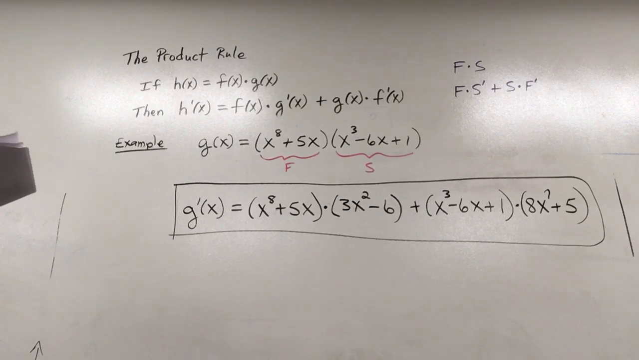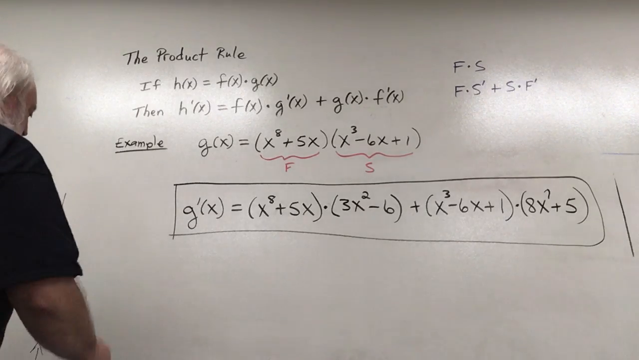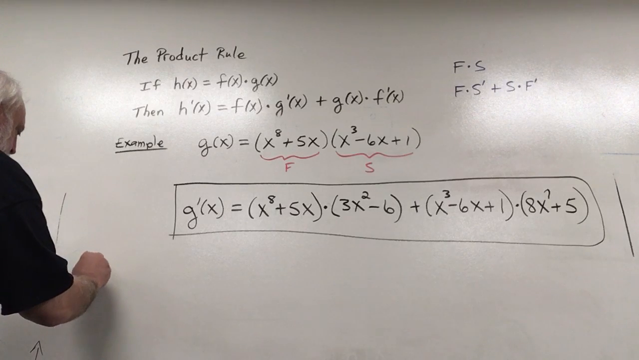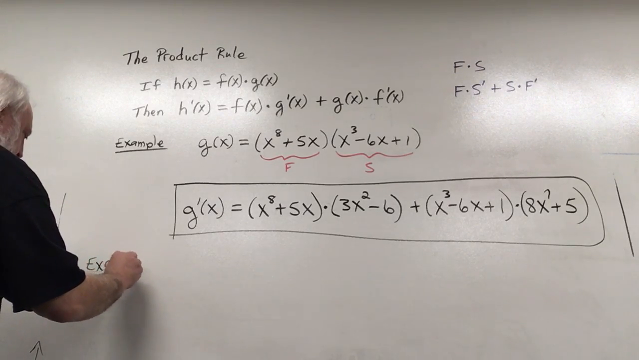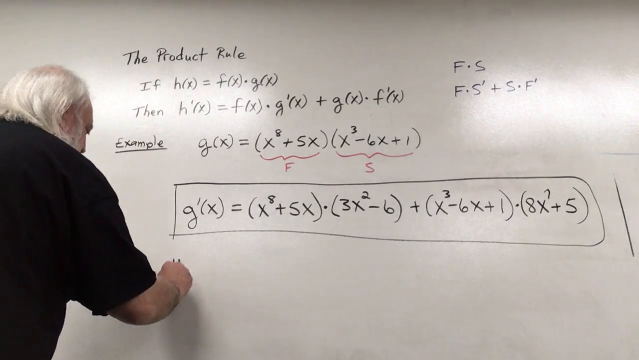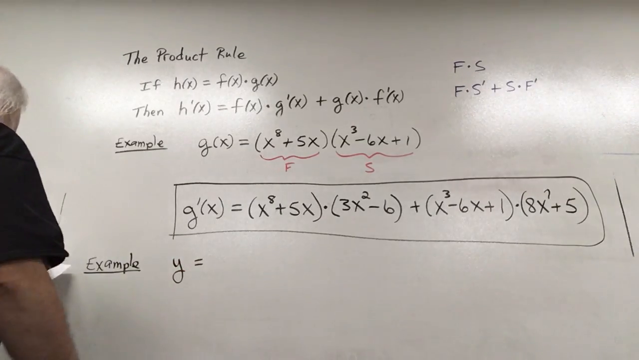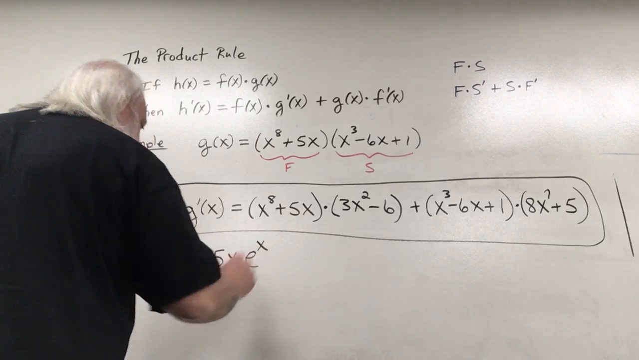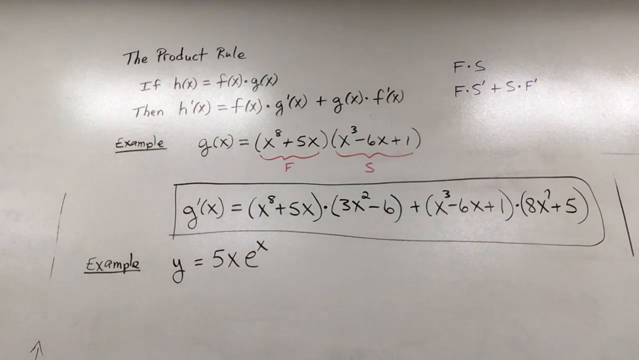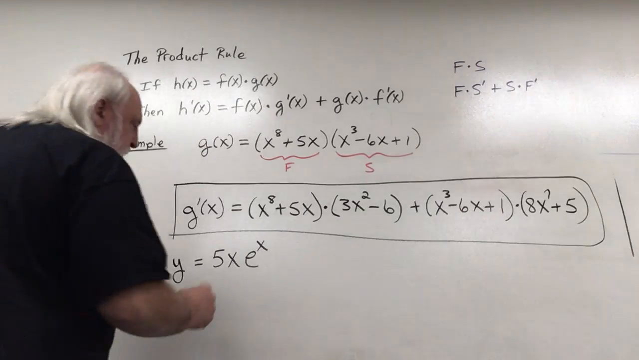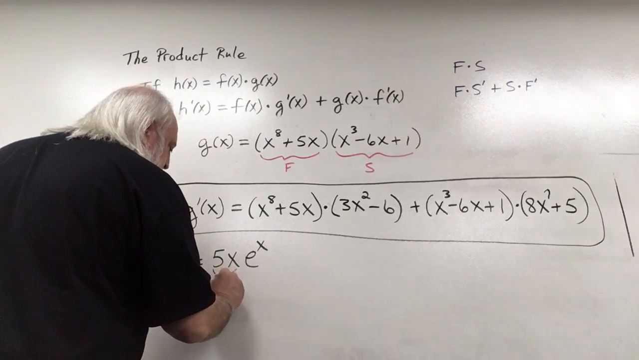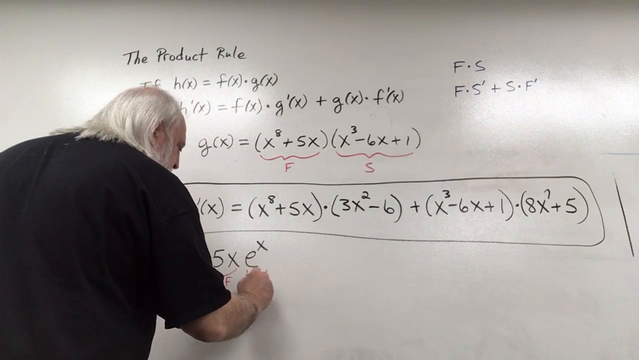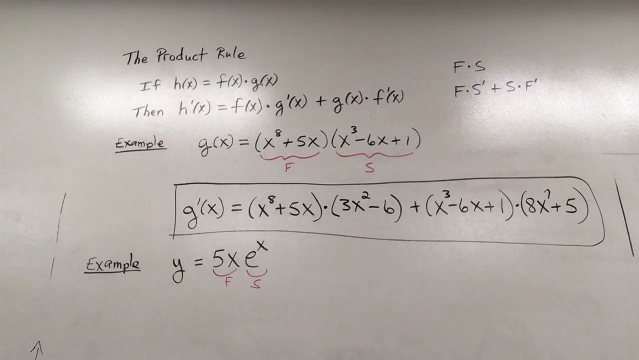In the next example, we have y is equal to 5x times e to the x. Well, that's the product of two functions on the right-hand side. 5x is the first function, e to the x is the second function.